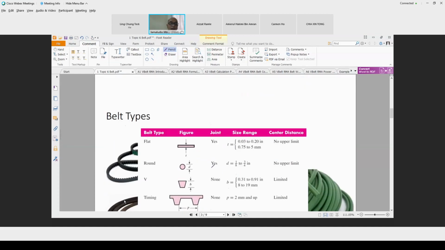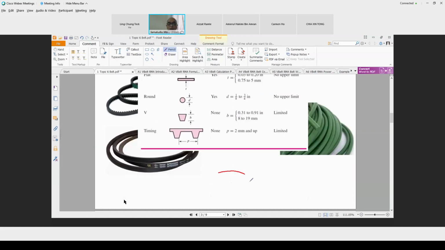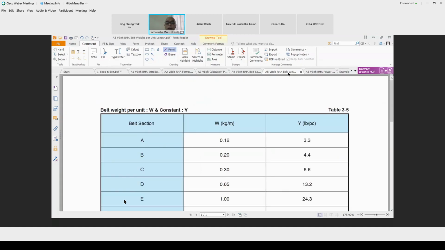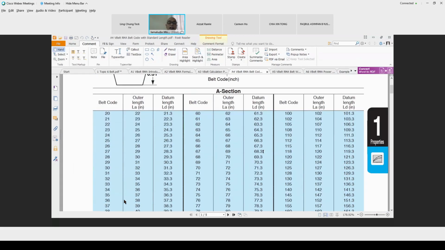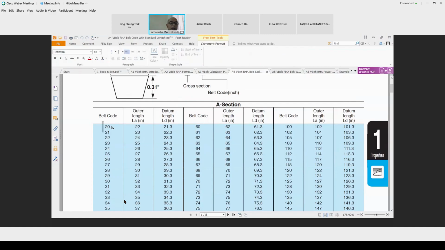Unlike the other two, the timing belt and V belt, the length is fixed. It is going to be a certain value here, and that will be fixed. For example, let's say I take an example of a V belt here. This will be the length of the belt, the possible one. That is the belt code. For example, this is A20 here.